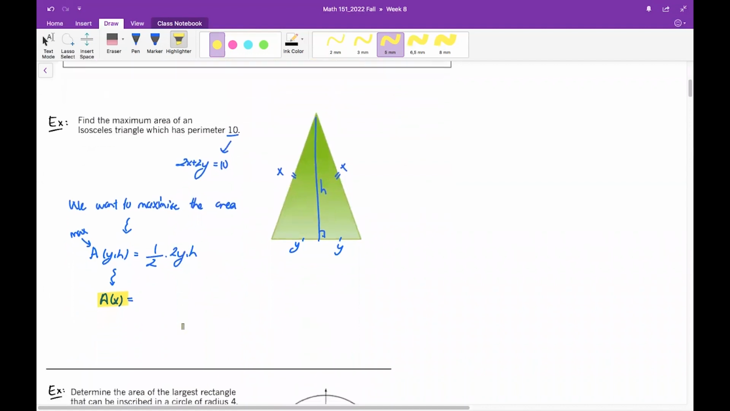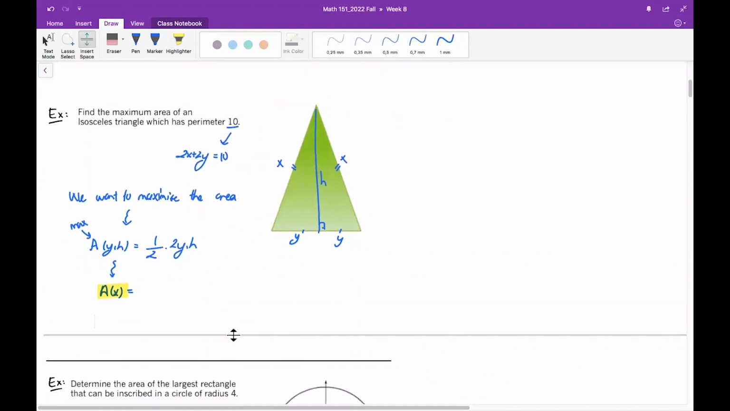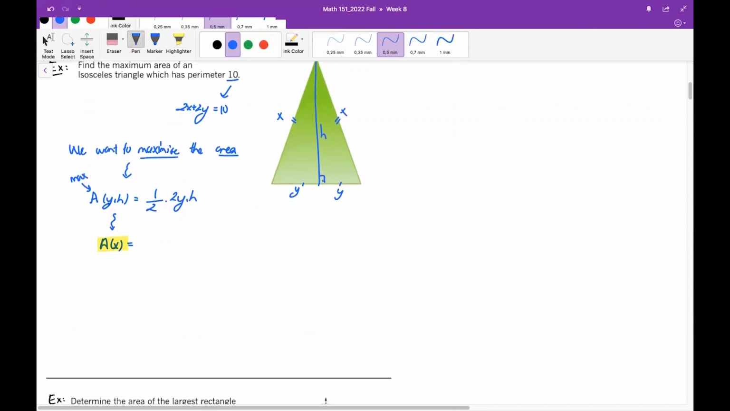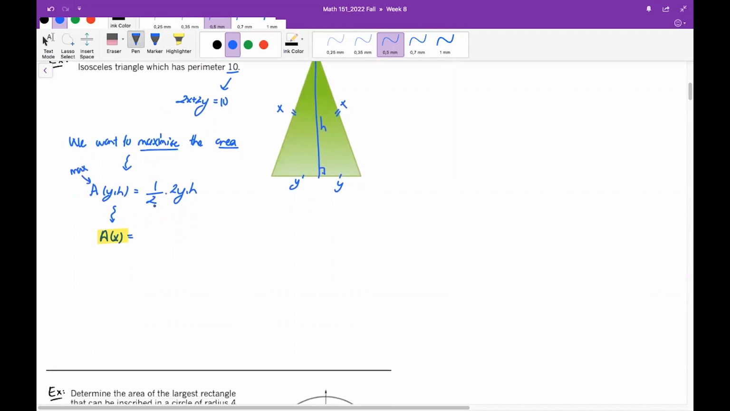Okay, so let's try to finish the solution here. Okay, we write the perimeter like this. We say we want to maximize the area. Now I'm interested in the area function, but it depends on two variables now. We don't know how to optimize functions of two variables. We need to write it in terms of just one variable.